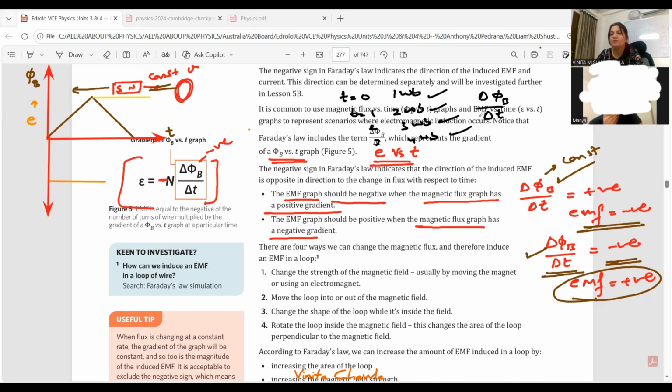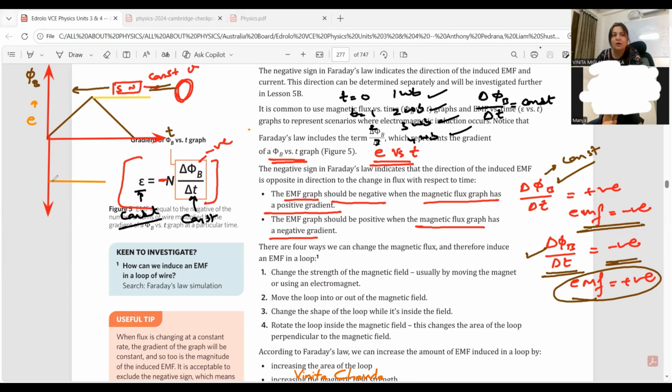The change in magnetic flux with time has a constant value. Because every time magnetic flux is changing at a constant rate, after every 1 second we can see the change in magnetic flux is 1 Weber. So del phi b by del t has a constant value. And because this is constant, and this is the formula, minus n del phi b by del t, if you are keeping this constant, you will get a constant value of EMF.